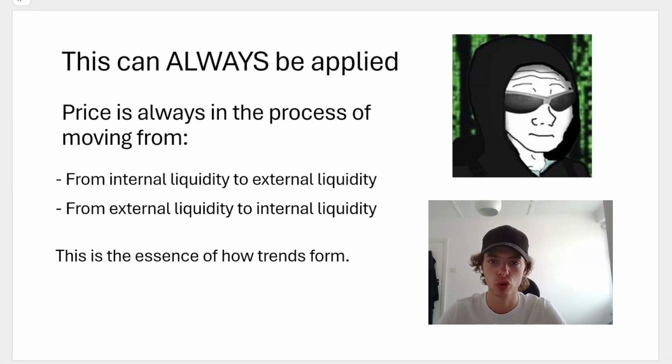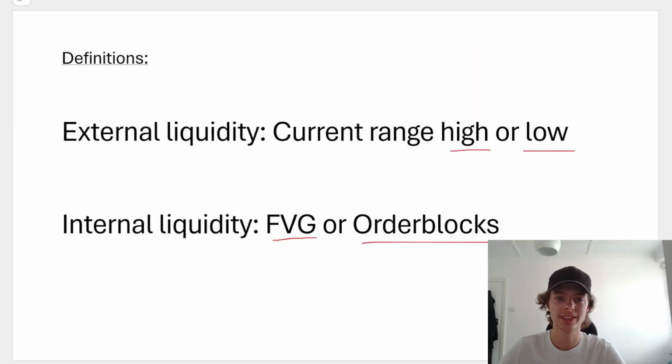The best thing about this rule is it can always be applied. Price is always moving in one of those two directions. Price is always moving from internal liquidity to external liquidity, or from external liquidity to internal liquidity. And this is pretty much the essence of how trends form. So let's get into the definitions.